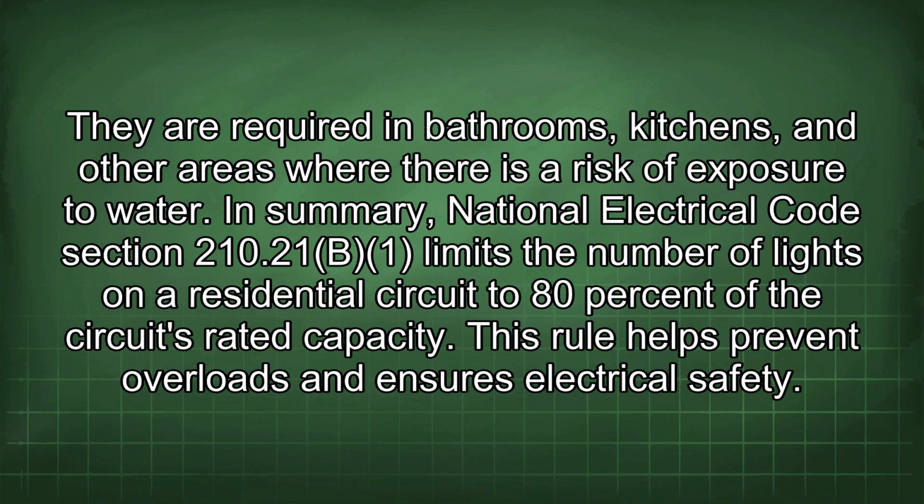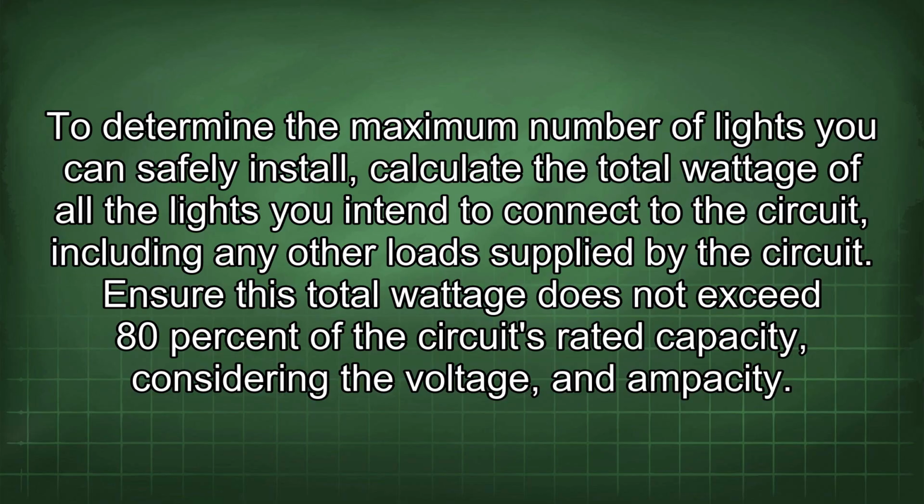In summary, National Electrical Code Section 210.21 limits the number of lights on a residential circuit to 80% of the circuit's rated capacity. This rule helps prevent overloads and ensures electrical safety. To determine the maximum number of lights you can safely install, calculate the total wattage of all the lights you intend to connect to the circuit, including any other loads supplied by the circuit. Ensure this total wattage does not exceed 80% of the circuit's rated capacity considering the voltage and ampacity.